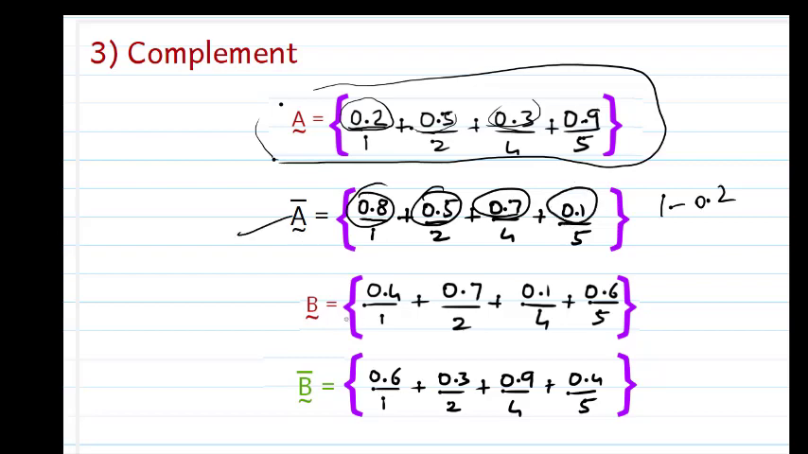Similarly we do it for B. B also: this is 0.4, 1 minus 0.4 is 0.6, and this is 0.3, 0.9 and 0.4. This is the complement of B.